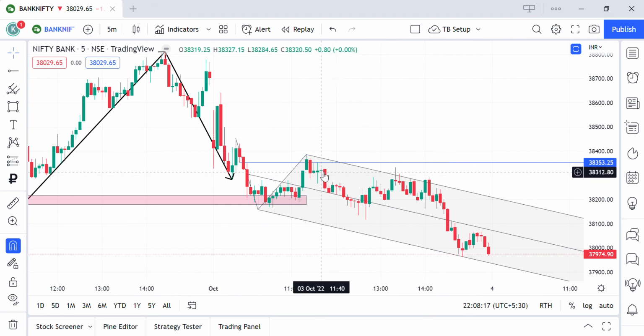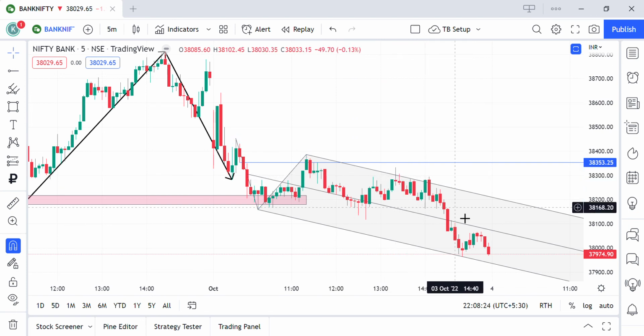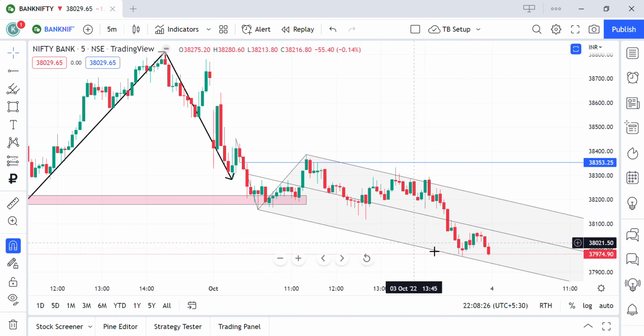We have entered a short position here. If not, we can enter a short position here. And the dynamic target goes along with the flow of this pitchfork.